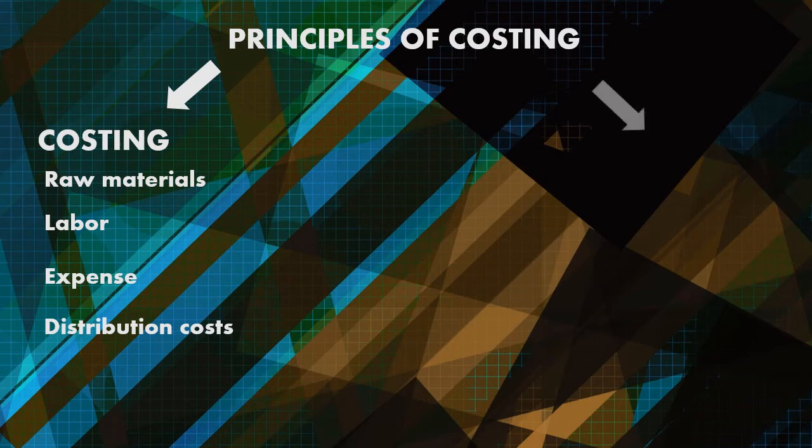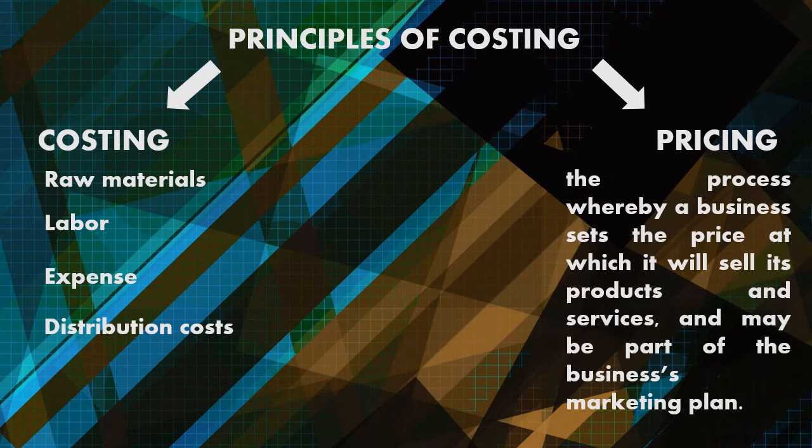While on the other hand, we have the pricing. Pricing usually includes elements such as the need to make a profit, customers' perception of value for price, the location of the establishment or the food service operation, the quality of the food, and the expertise of the staff. In other words, pricing is the process whereby a business sets the price at which it will sell its products and services and may be part of the business marketing plan.